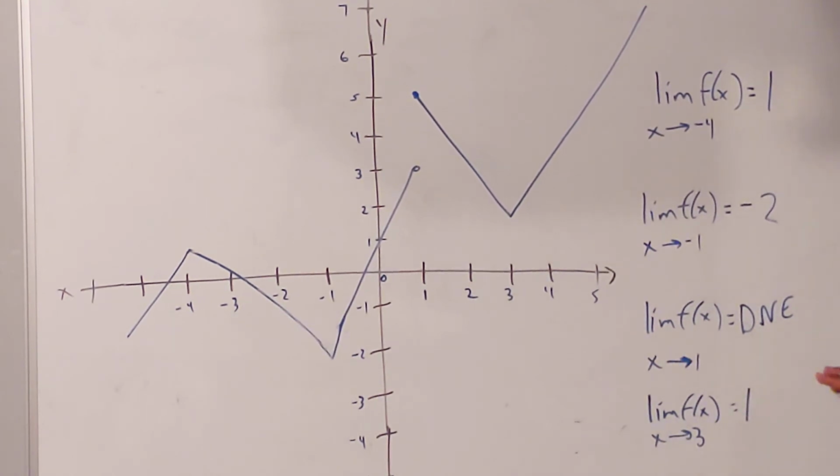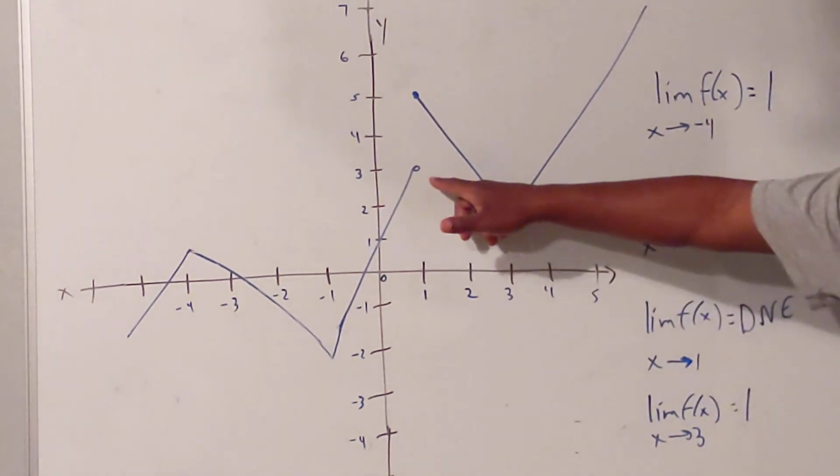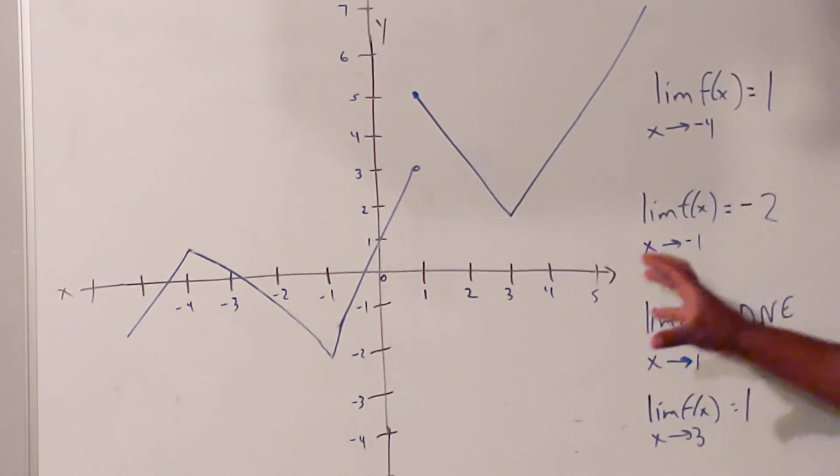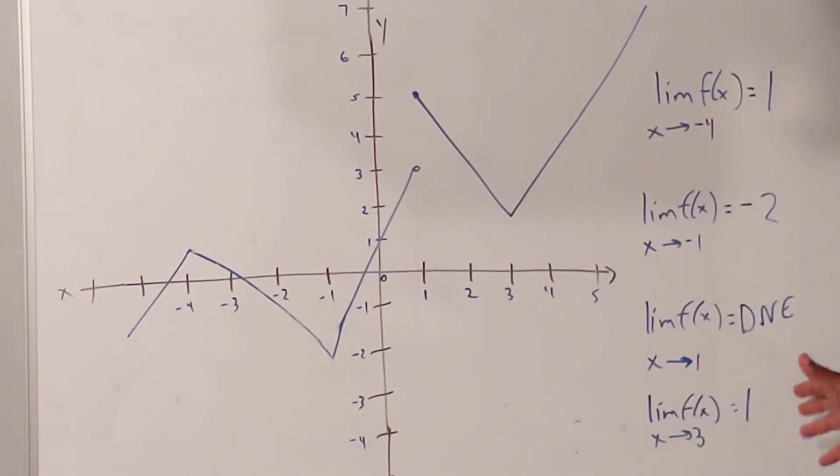Alright, so that's one way that we find our limits graphically. It's a lot more to it. That's just the introduction. It gets a little bit more complicated because we have the open circle and the closed circle where it's defined, but we'll get into that later. But that's what we have for now.